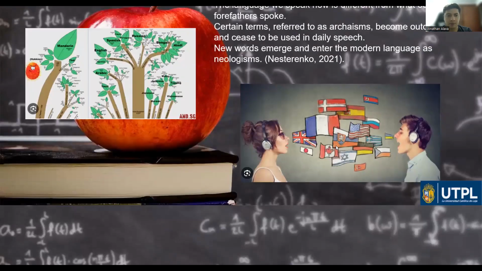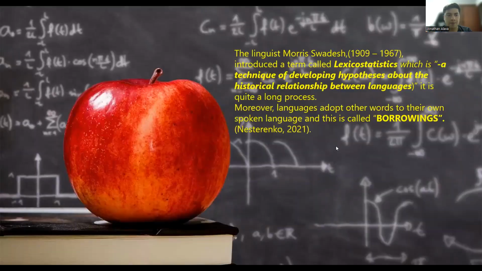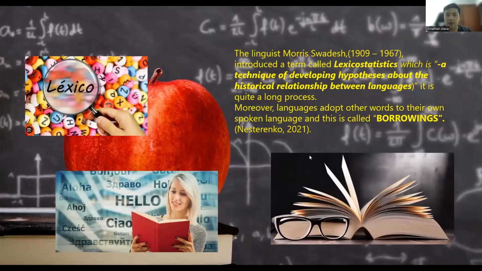Now, I would like to mention something important too. According to a relatively new field called lexicostatistics, which is a method of creating theories on the historical relationships between languages, dialects, and their changes, the American linguist Maurice Swadesh was the first person who established this methodology.